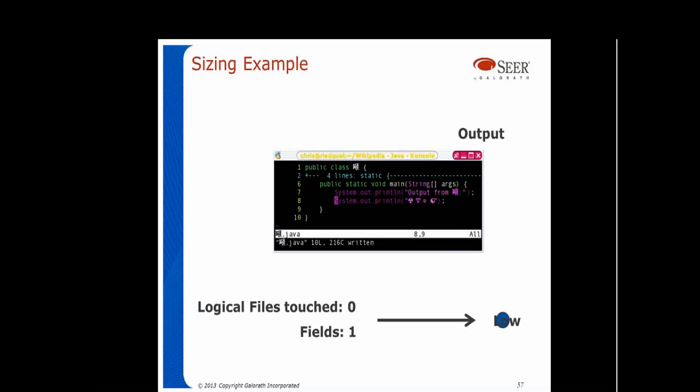Here we have that code example again. Logical files touched? None. Nothing touched in this case. Output, yes, we do output a field. It's a command, it's a string that's output to the user interface, low complexity.